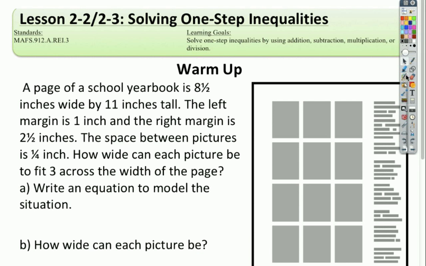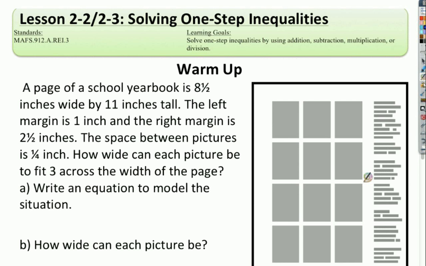Pick up your colored pen. For today's warm-up, we're going to start with part B and work our way to part A. How wide can each picture be?